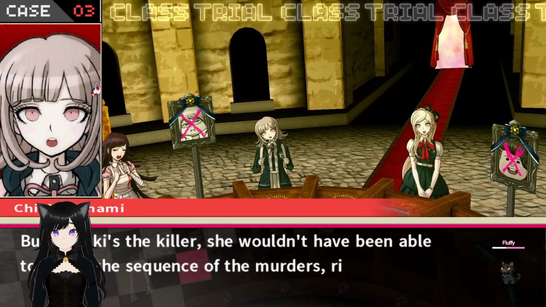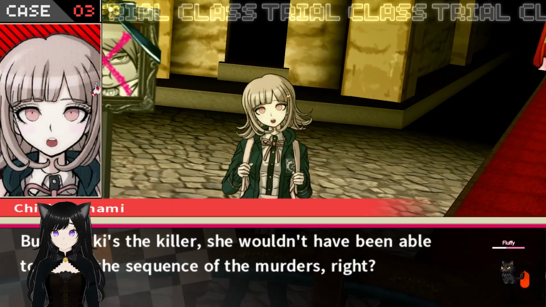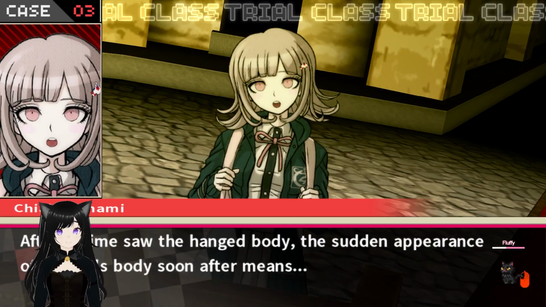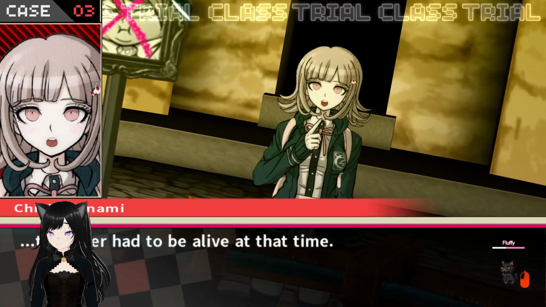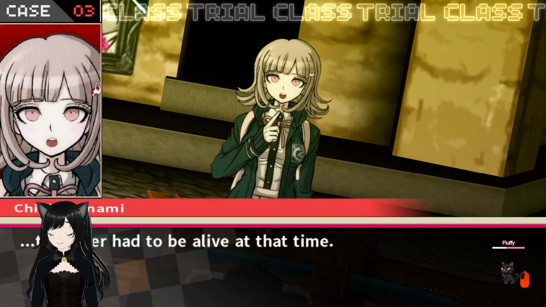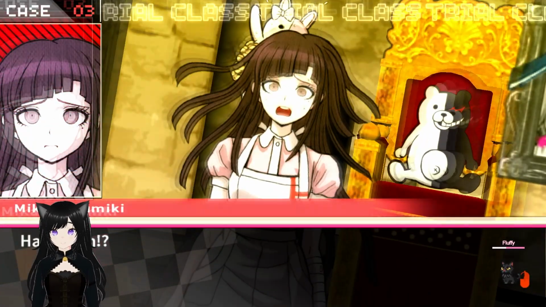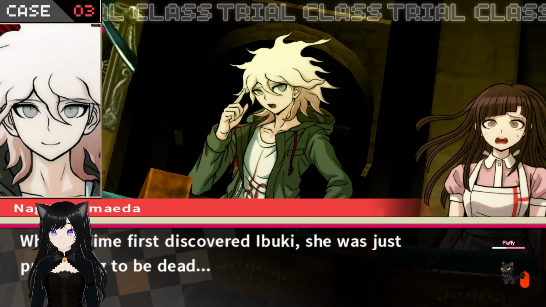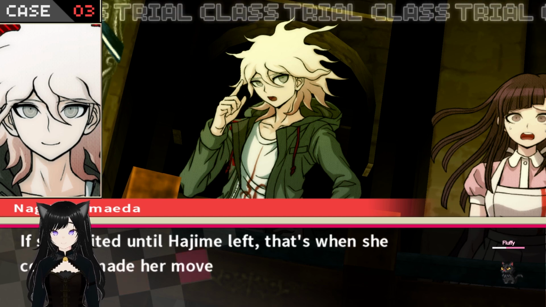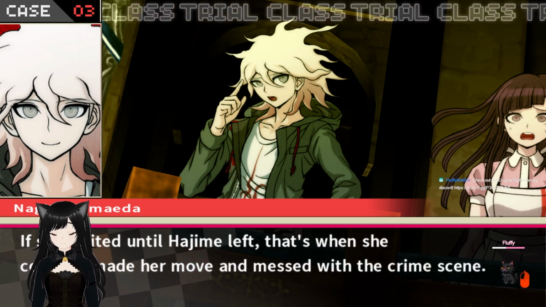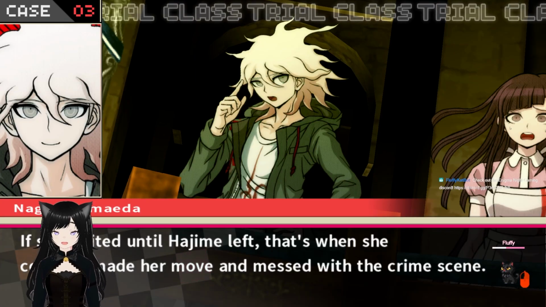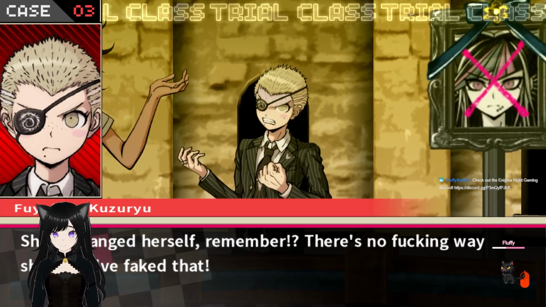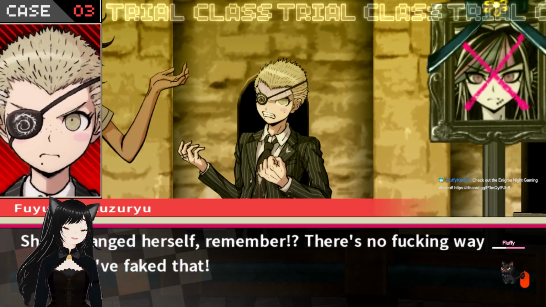But if Ibuki's the killer, she wouldn't have been able to falsify the sequence of the murders, right? After Hajime saw the hanged body, the sudden appearance of Hiyoko's body soon after means the killer had to be alive at that time. That's true. Then she was alive! When Hajime first discovered Ibuki, she was just pretending to be dead. If she waited until Hajime left, that's when she could have made her move and mess with the crime scene. Then why would she also go back and kill herself again? That makes no sense. She hanged herself. Remember? There's no way she could have faked that. Even if she did, why?